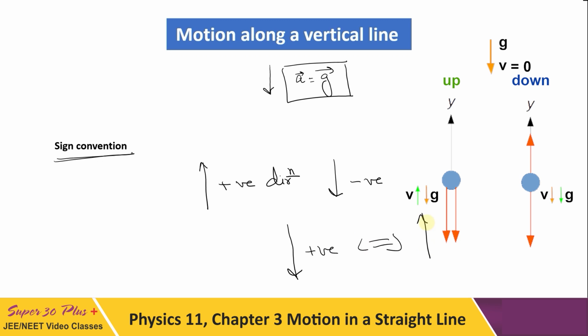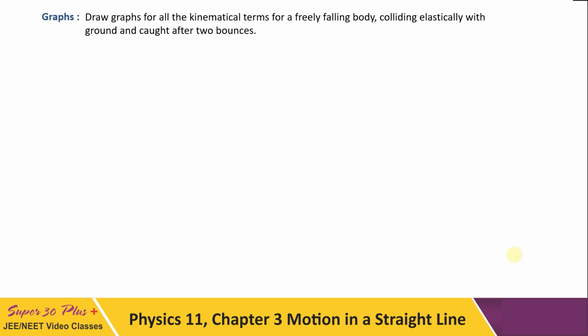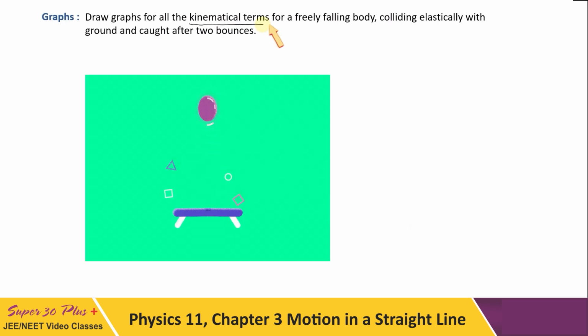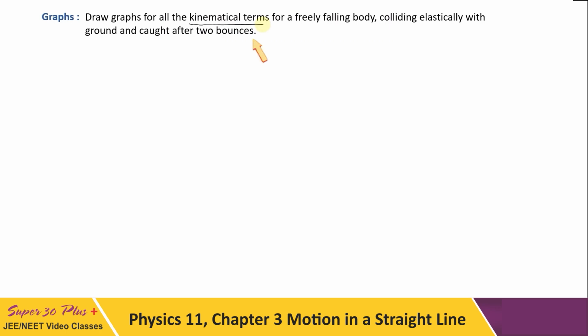Now we will move to some illustrations so that this sign convention can be applied, and then it will be crystal clear to you. But before moving to that, let us see some graphical presentation of this kind of motion. Here it says draw graphs for all the kinematical terms. What are the kinematical terms involved in the motion? They are displacement, velocity and acceleration, for a freely falling body which is colliding elastically with the ground and caught after two bounces. So we have to draw graphs of all kinematical terms up to two bounces.